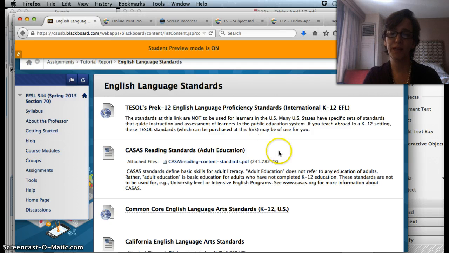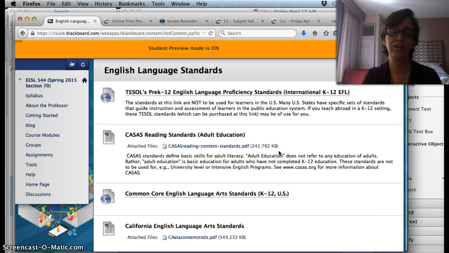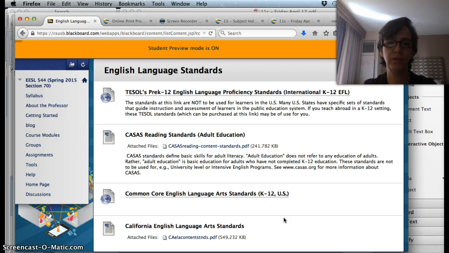The CASAS reading standards are related to adult education, not ELs in particular, but you can look at those and see if some of those apply, if they're in adult education. Here's Common Core standards and the California English Language Arts standards. It looks like I need to put the ELD standards up there as well. Okay, getting back to the assignment.